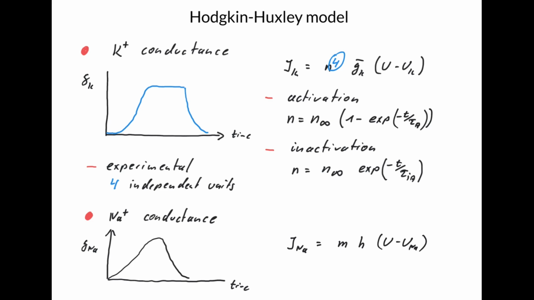Likewise, there is a description you obtain for the sodium conductance, where the sodium current is given by the typical resistance of the sodium ions, times U minus the Nernst potential of the sodium ions, times the activation term to the power 3 times an inactivation term h.